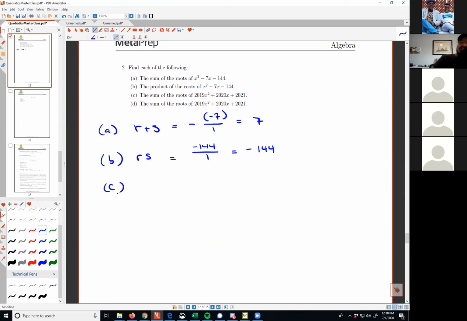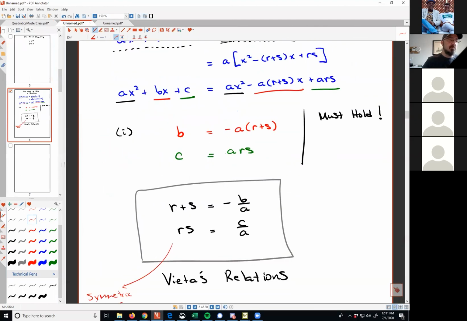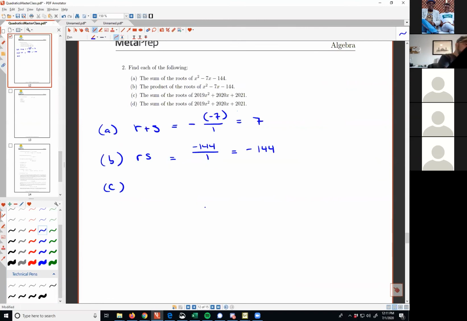And Mr. Crawford, why is it not -7? Just in the way these happen, we have negative B over A or positive C over A. And it happens because of the number of times we use a negative multiplication sign along the way. Do we have an even number of negative signs or do we have an odd number of negative signs? Okay, thank you.